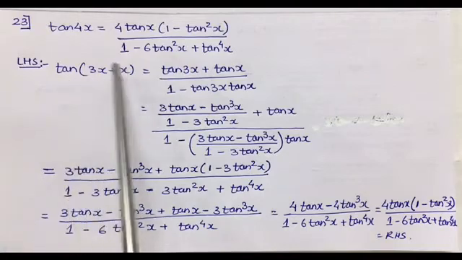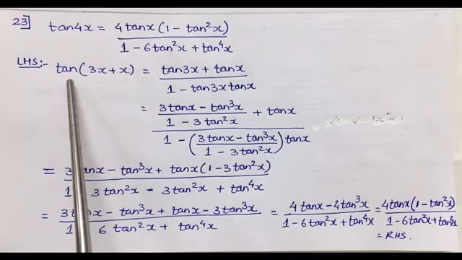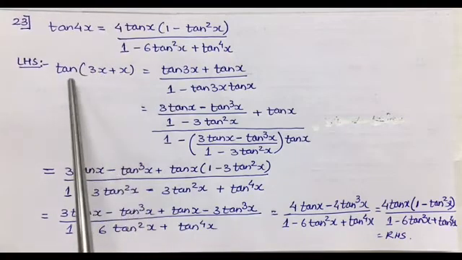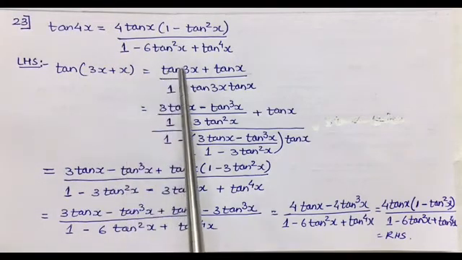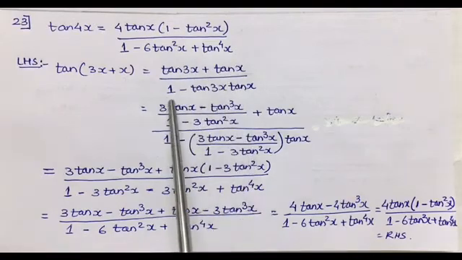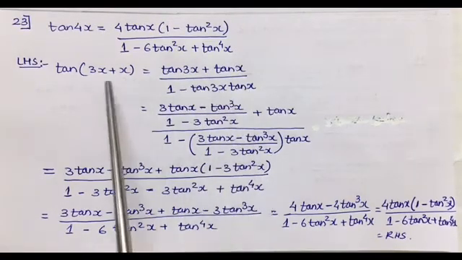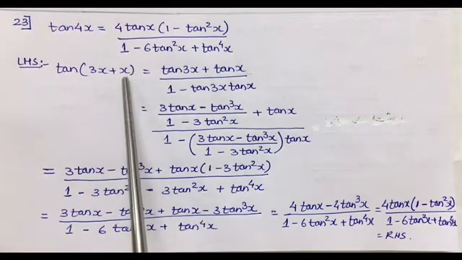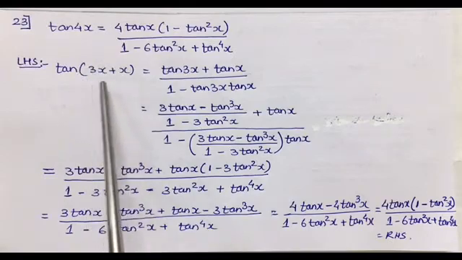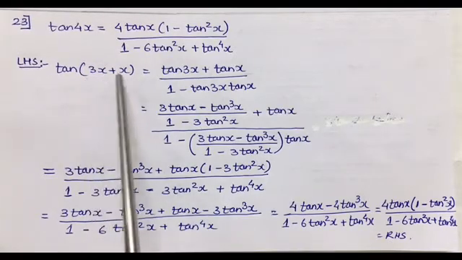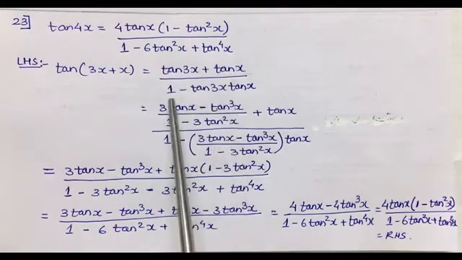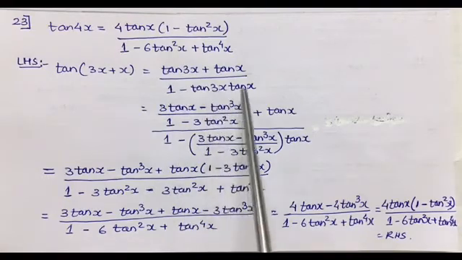Now here if you see, it gives us the formula of tan x plus y. Tan x plus y formula is tan x plus tan y upon 1 minus tan x tan y. But in the place of x we have 3x, in the place of y we have x. So using the formula of tan x plus y in tan 3x plus x, we get tan 3x plus tan x upon 1 minus tan 3x tan x.